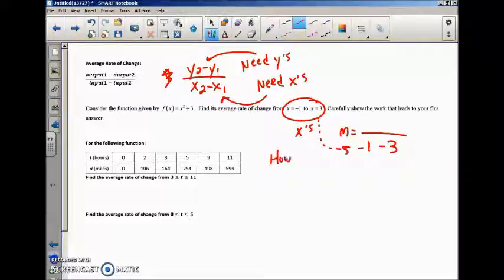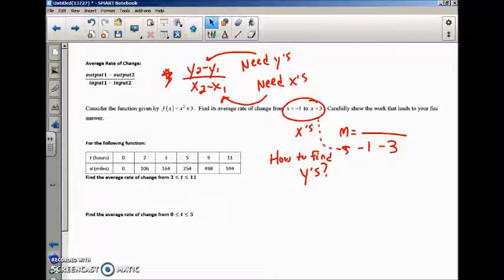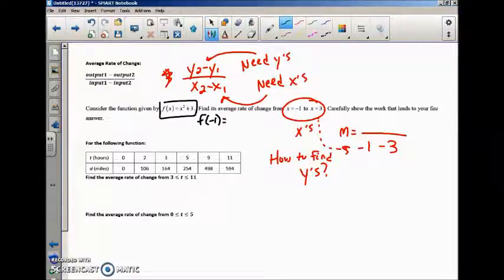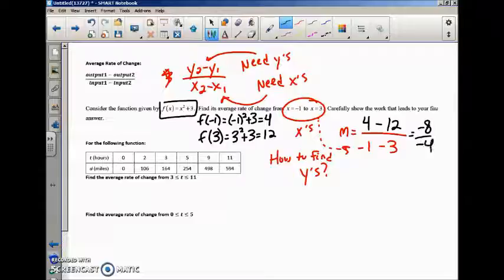Now the y values are going to come from the actual function. So how do we find them? Take the function, plug in the x values that they've given you, the inputs, then those produce outputs, y values. So the 4 is going to go over -1 because those match up. 3 was going in, gives you 12, so 12 goes over 3. Then that computes your average rate of change, which in this case would be 2.